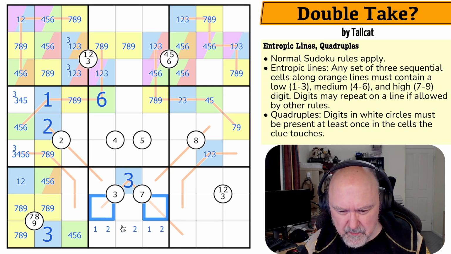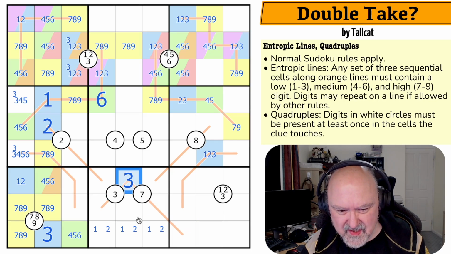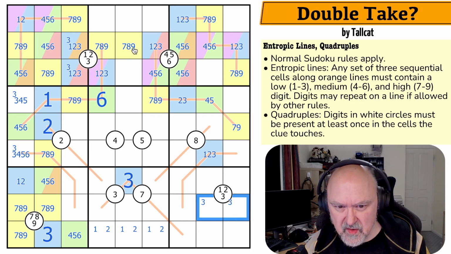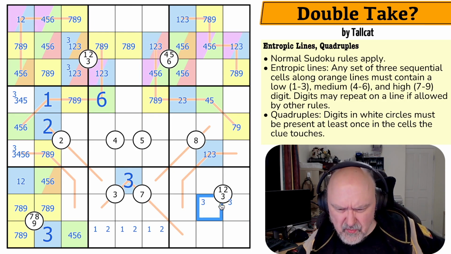These are medium and high. This was always medium or high. Does that 3 give me anything? It puts 3 in one of those two, but I don't think that's helping.